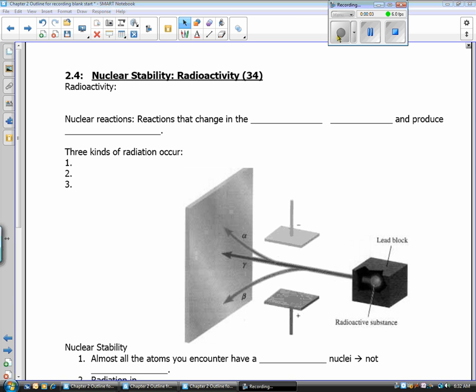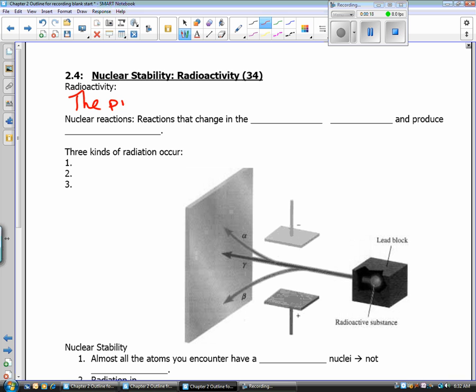Okay, today we're going to start with chapter 2, section 4, nuclear stability and radioactivity. If you want to follow along in the book, it's on page 34. First, we're going to define radioactivity. It's a process by which isotopes decompose.